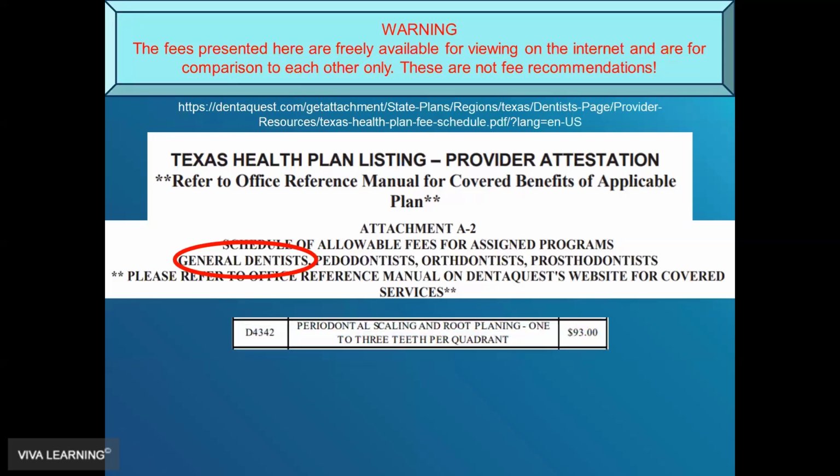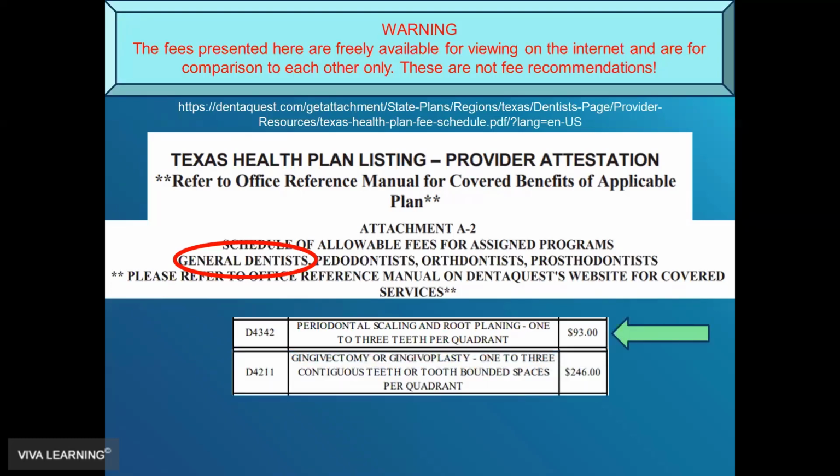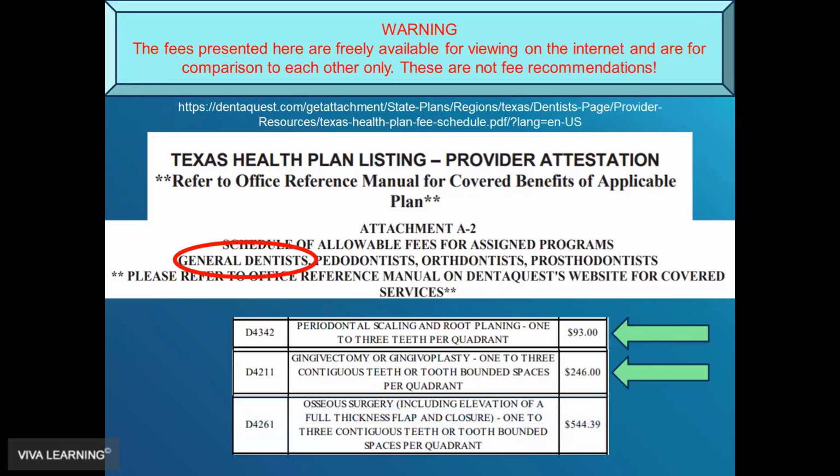So let's say you do a single tooth scaling and root planing on this plan. From what I can see, you'd be reimbursed $93, or you could file a claim for $93. Single tooth scaling and root planing. Now, let's say you did a bend tips procedure on a single tooth, and because you're doing gingivectomy or gingivoplasty, it looks as if you can file a claim for $246. I would call that much more adequate reimbursement. Now we're paying the rent.